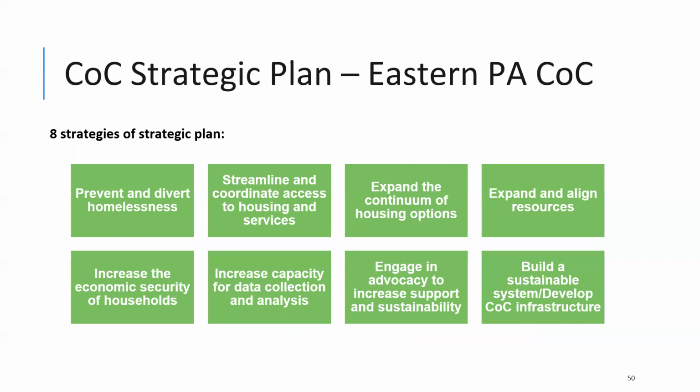In addition to the goals in the strategic plan, there were strategies. So how is the CoC going to achieve these goals? Some of the strategies were preventing and diverting homelessness, streamlining and coordinating access to housing and services. So how are you going to make sure that your system is accessible and is not overly burdensome for participants or for staff? Expanding the housing options, so continuing to increase resources for people experiencing homelessness. In addition to expanding and aligning resources, so making sure that all the different funding streams and all the different resources are working together really towards those goals we just talked about.